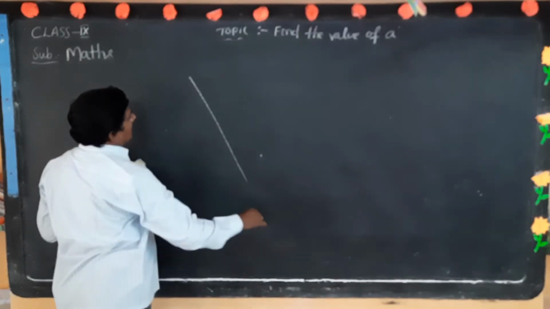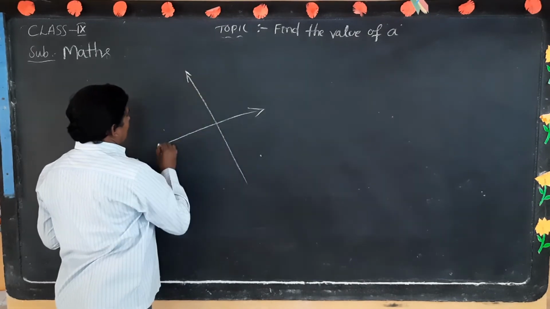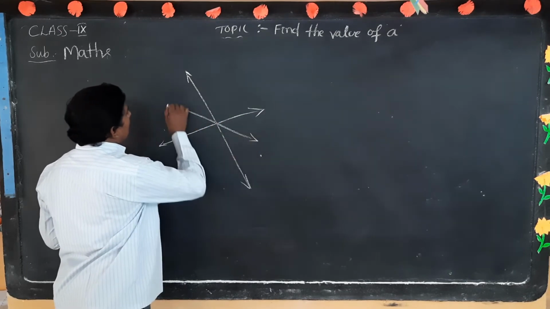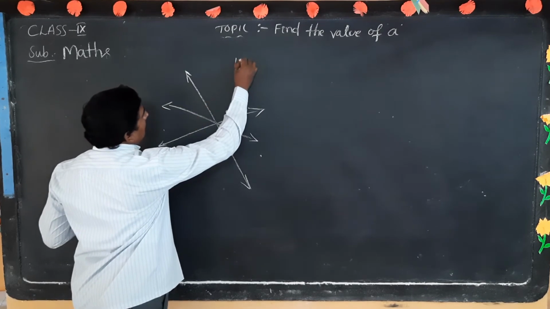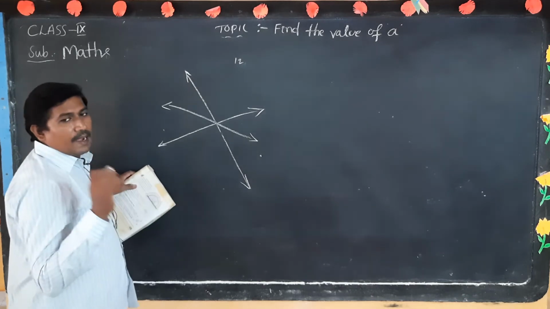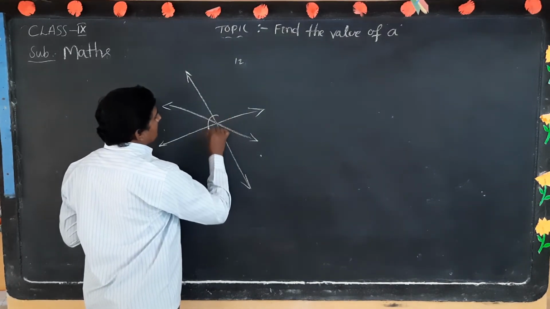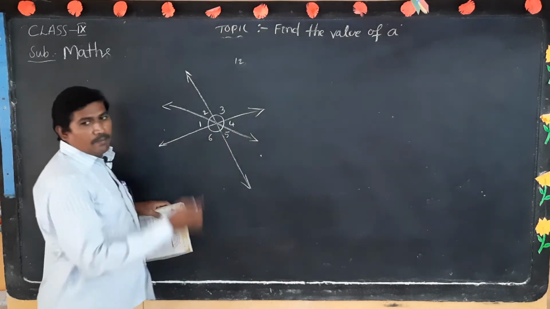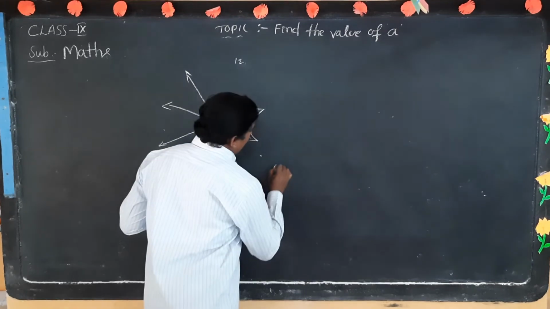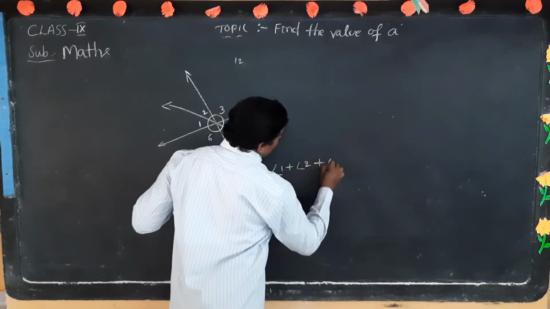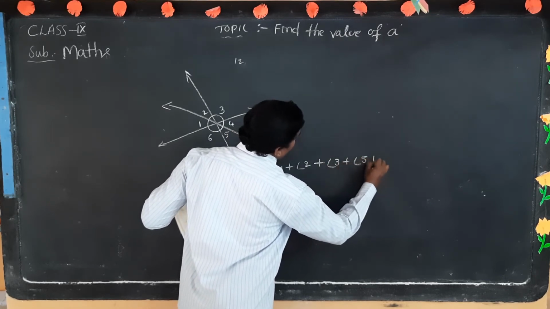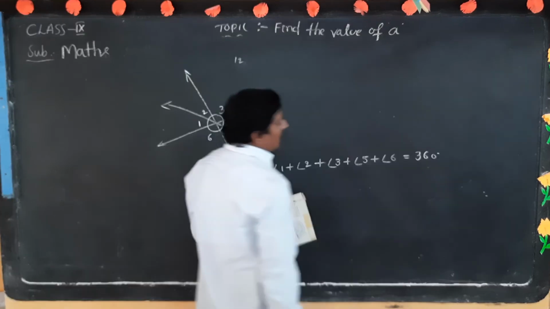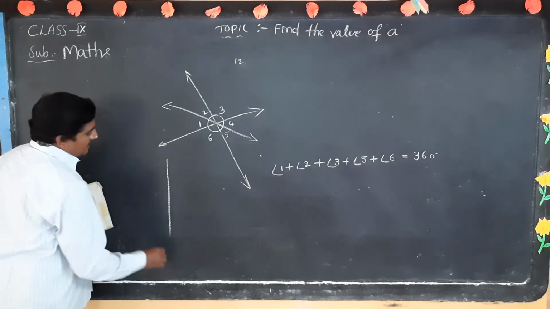See, for example, a complete angle, a complete rotation, from 12 o'clock until the rotation is completed. Here, one complete angle, one complete rotation, means angle 1 plus angle 2 plus angle 3 plus angle 4 plus angle 5 plus angle 6 is equal to 360 degrees.